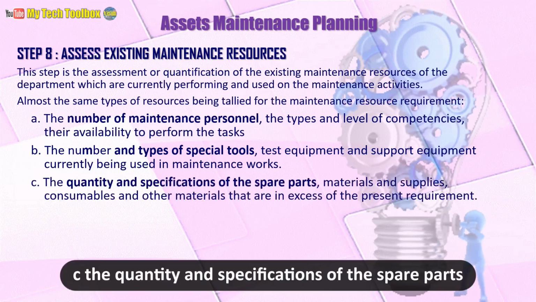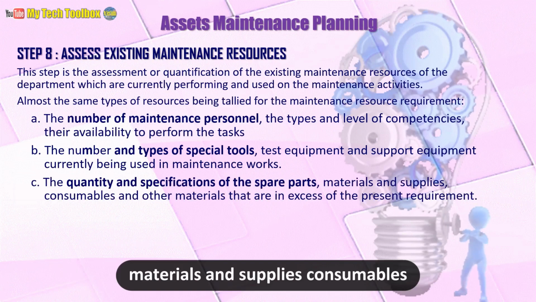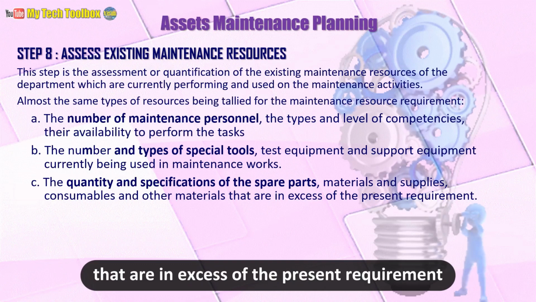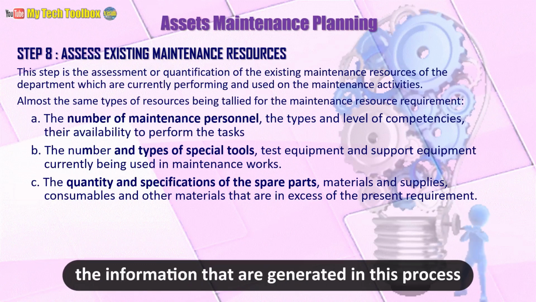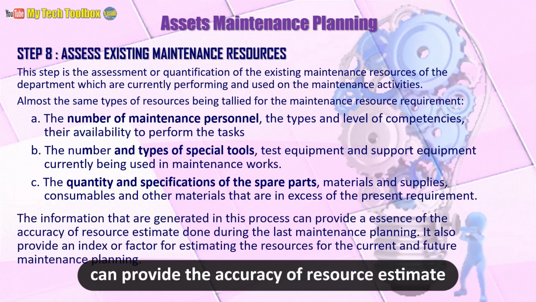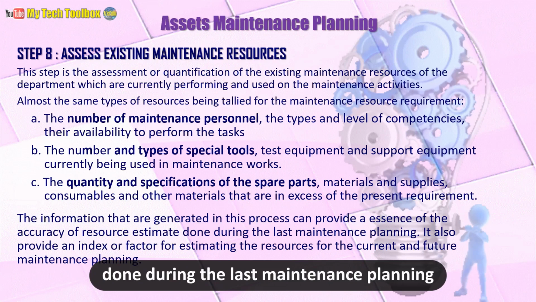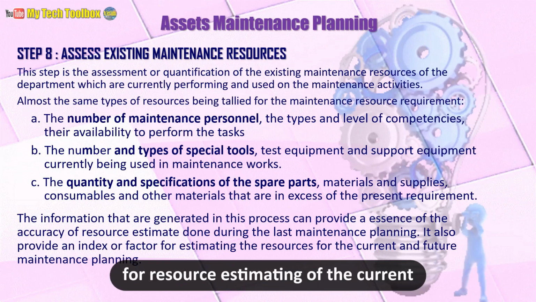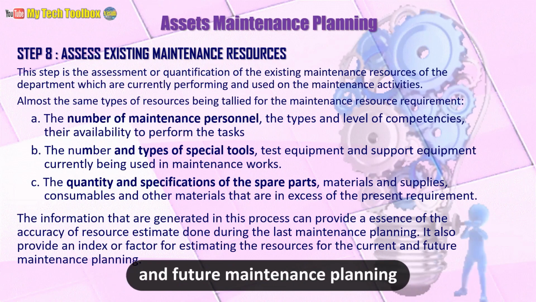C. The quantity and specifications of the spare parts, materials and supplies, consumables and other materials that are in excess of the present requirement. The information that is generated in this process can provide the accuracy of resource estimate done during the last maintenance planning. It also provides an index or factor for resource estimating of the current and future maintenance planning.